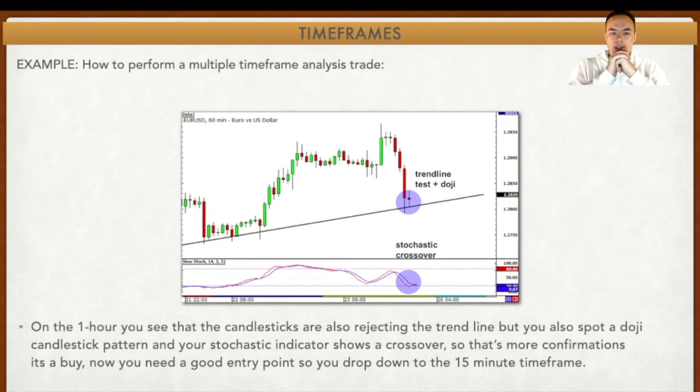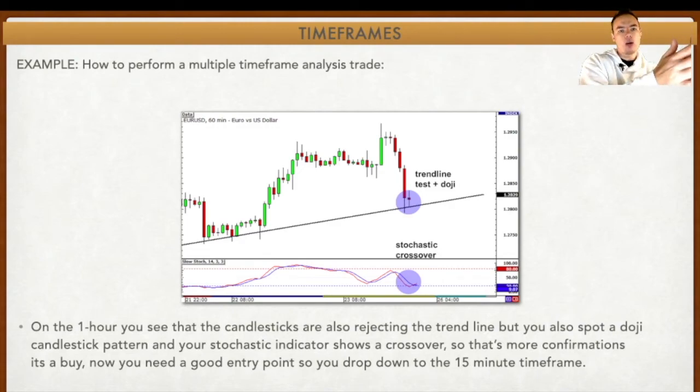You drop down to the 1-hour. Okay, you see that there's a candlestick, rejecting your trend line. And then you also spot a candlestick confirmation, which is the doji candlestick pattern. If you don't remember what a doji is, go back to the candlestick video. And your stochastic indicator shows a crossover. So that is about 3 confirmations on your 1-hour time frame. That also shows a buy.